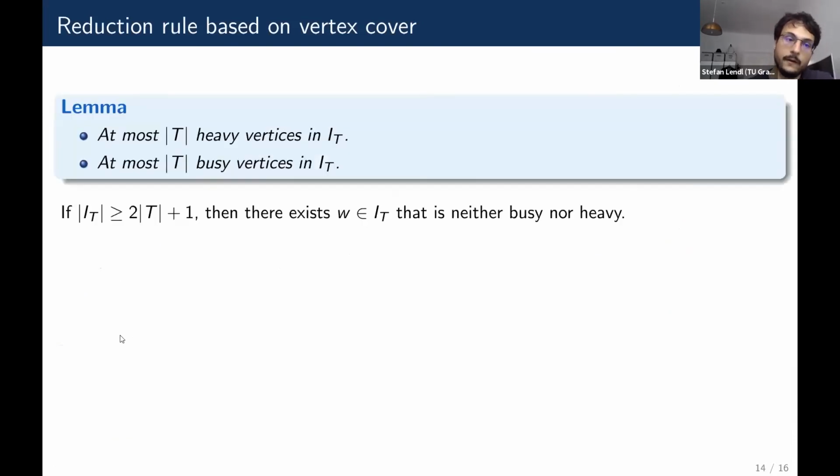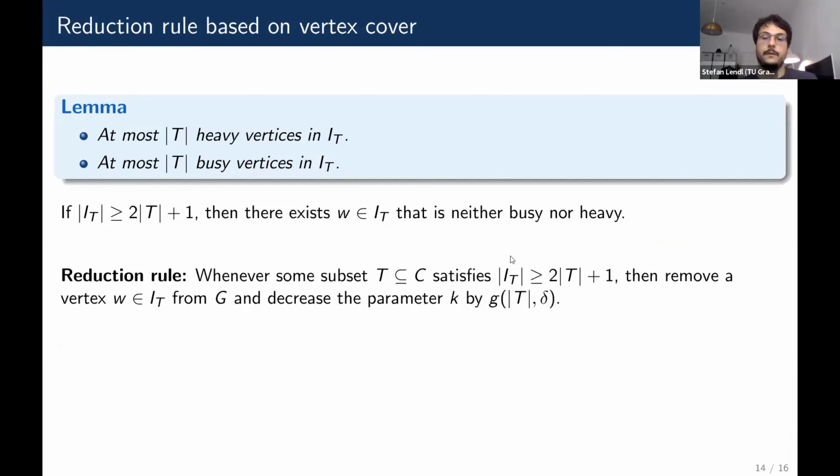So the idea now is, if the cardinality of I of T is larger than 2 times the cardinality of T, then there exists a vertex W in I of T that is neither busy nor heavy. So if this is the case, we can just remove one of those vertices. And since all of these vertices are basically the same, we just remove any one of them. And we know that we have to decrease the parameter K by size of T delta. And then we can continue like that.